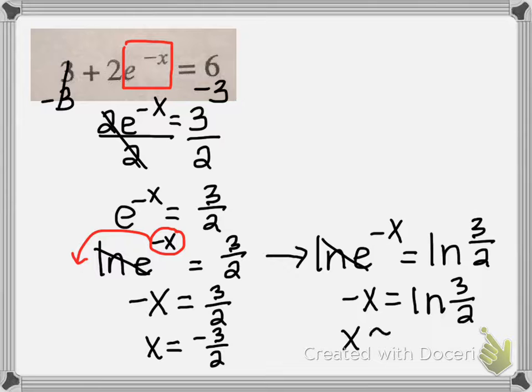And I got x is approximately negative 0.405. So again, what I did over here is not correct. I had to take the ln of both sides. So now if I plug my answer back in, because we had to round, it's not going to come out to be exactly the same answer, but it's going to be close enough that we can understand that that was correct. I got 5.998, which would round to 6.